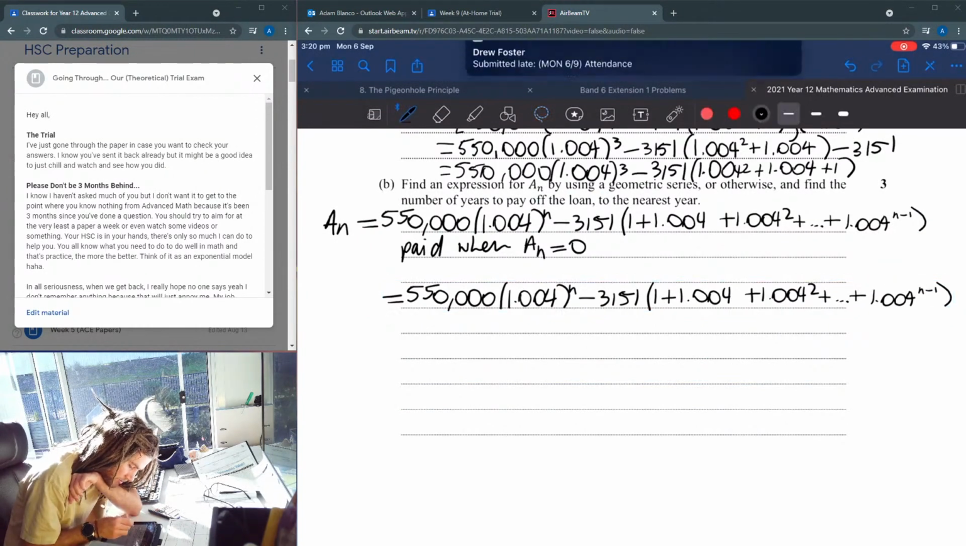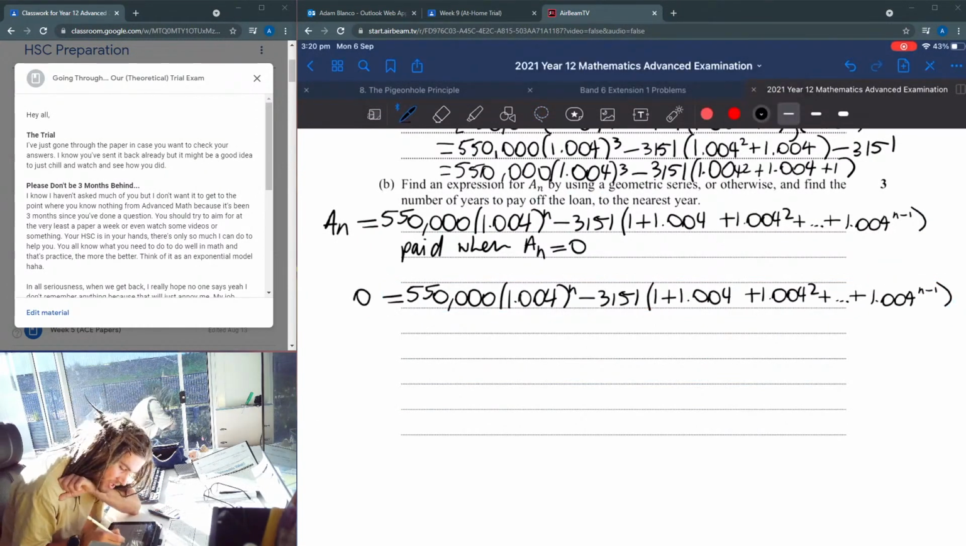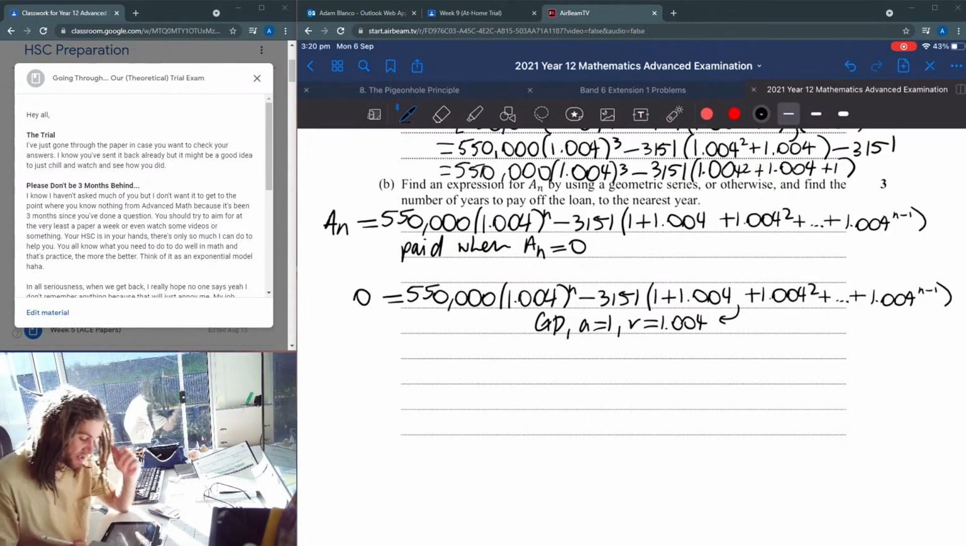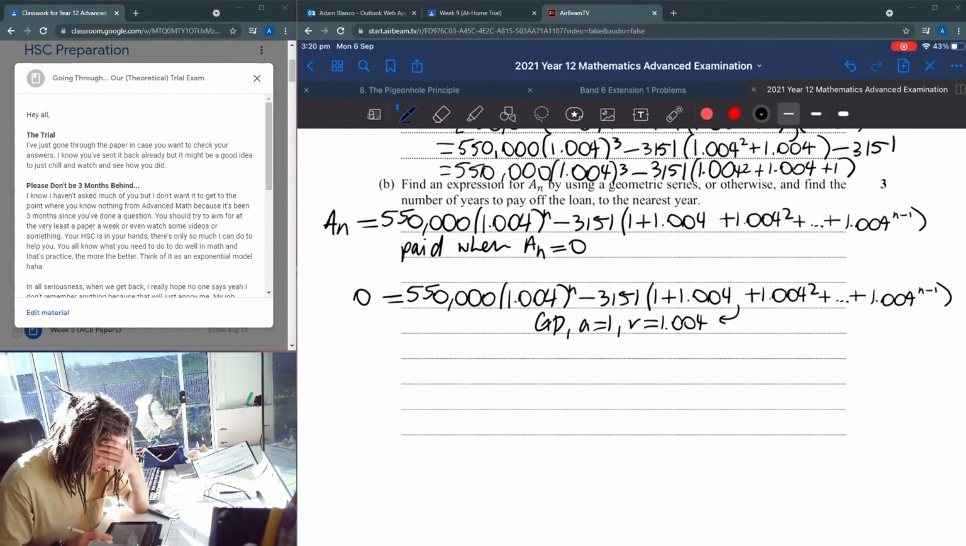That equals 0. Follow Drew. Now, this thing is a GP. So it's a GP where A is equal to 1 and R is equal to 1.004. I swear I've done this question 1,000 times, so I must write it identically.